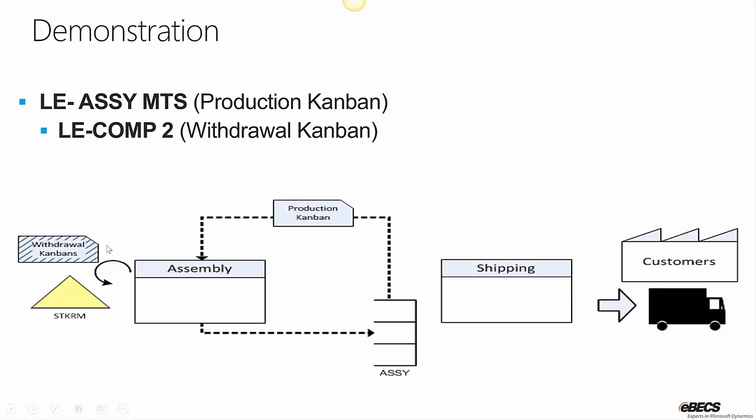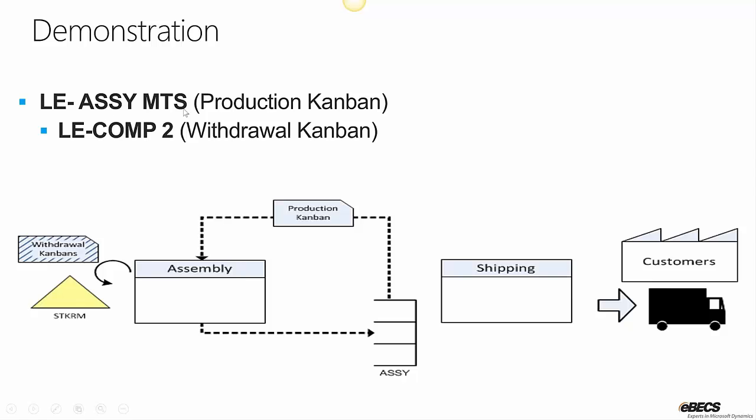So again, underneath here, I've shown you what a sample production flow would look like inside of AX. We would have a transfer activity from the stock room to the line side. For our LE component 2, we would set up a withdrawal Kanban. And since this is make to stock, I've set it up as a fixed Kanban.